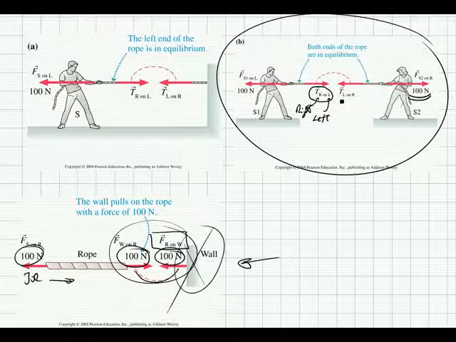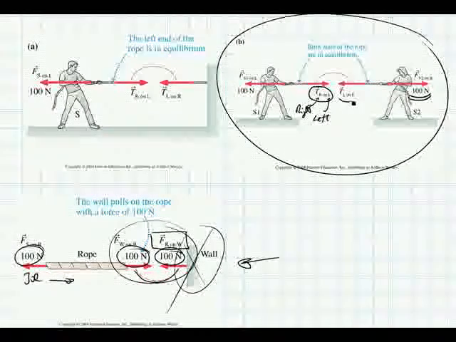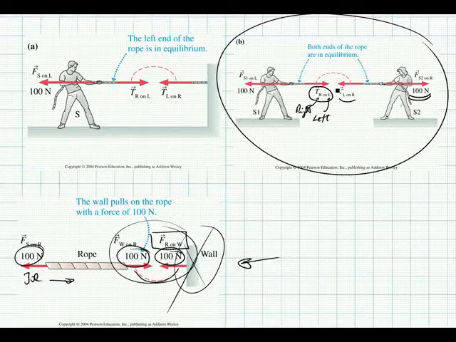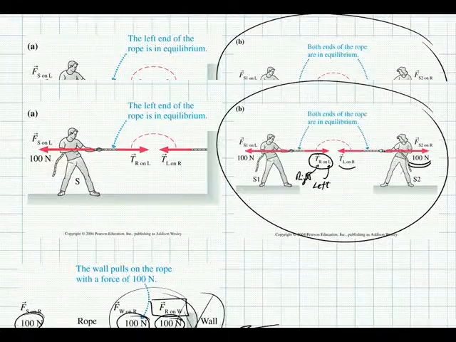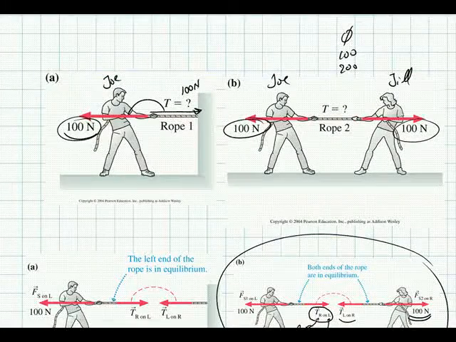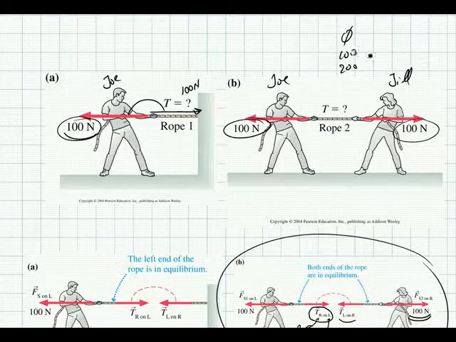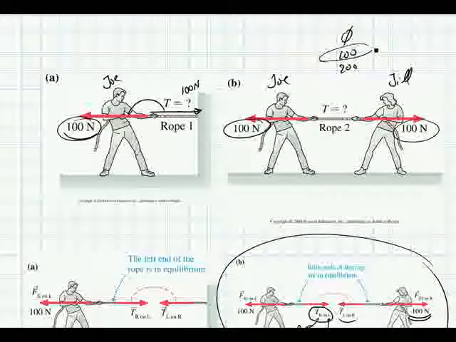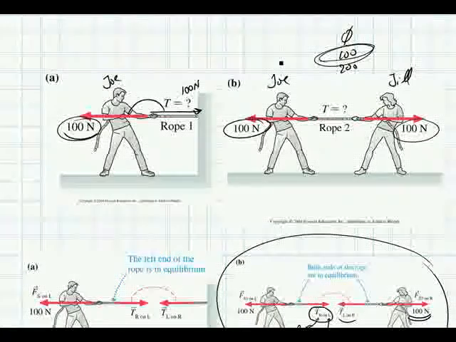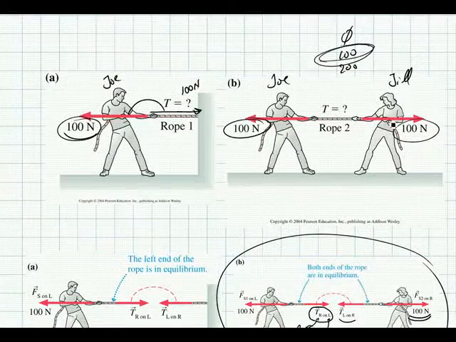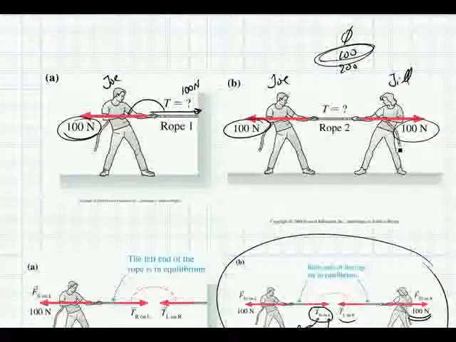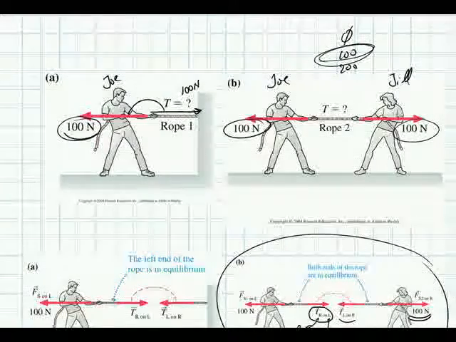So the tension from the left end on the right hand end must also be 100 newtons, and that's an action-reaction pair. So in this case, where Jill is pulling to the right with 100 newtons, the tension in the rope is still 100 newtons. That doesn't change anything. So we simply replace the wall with Jill, or vice versa.